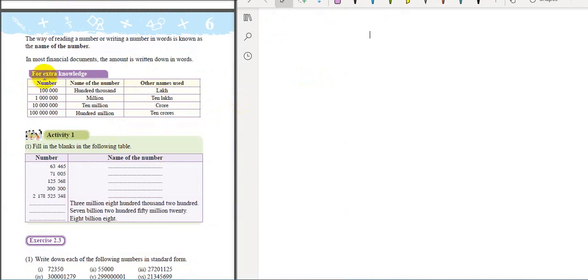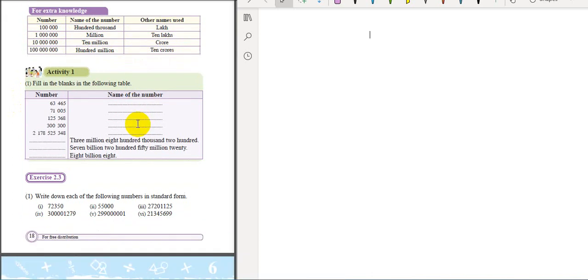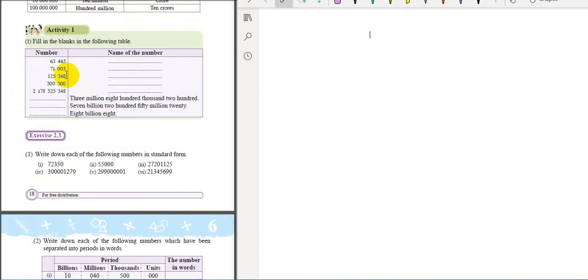For extra knowledge, we have to know about the other names. 100,000 is 1 lakh. Million is 10 lakhs. When there's 10 lakhs, we can call it a million. And 10 millions is a crore, 100 millions is 10 crores. Okay, name of the number. Now we have to fill the name of the number by separating.